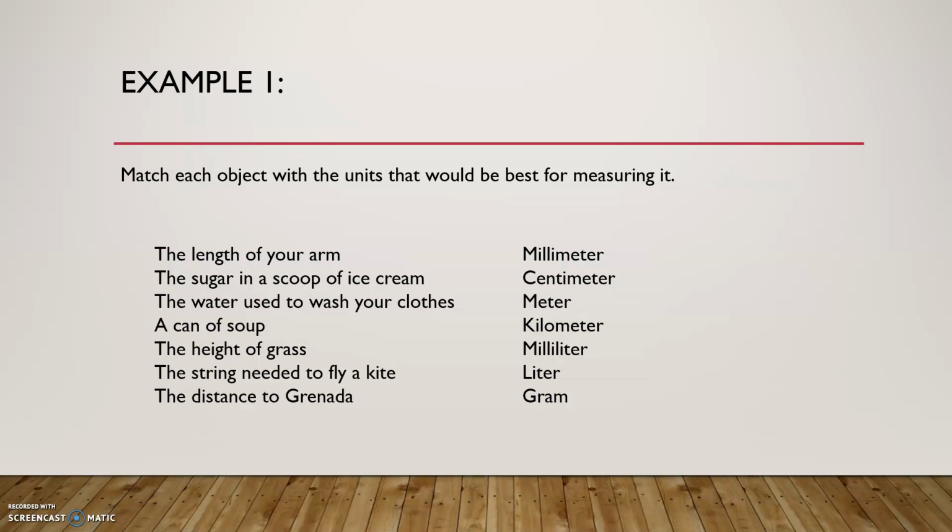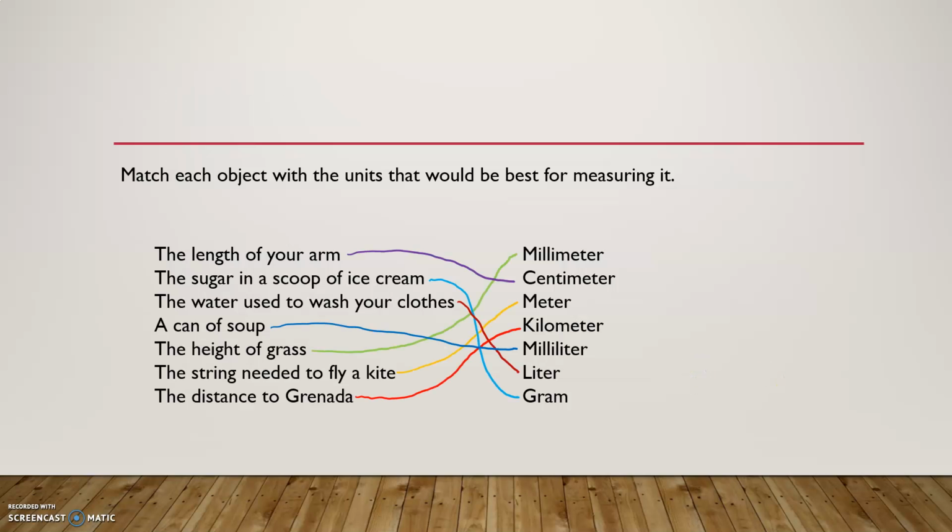So match each object with the units that would be best for measuring it. Take a second and see if you can figure out which one matches with the others. What you should get is something that looks like this. When we're measuring arm length, we want to use centimeters because centimeters just makes more sense than measuring in like kilometers. I certainly wouldn't measure how long my arm is in kilometers. But also my arm isn't even a whole meter long. And so I don't really want to use meters to measure that.